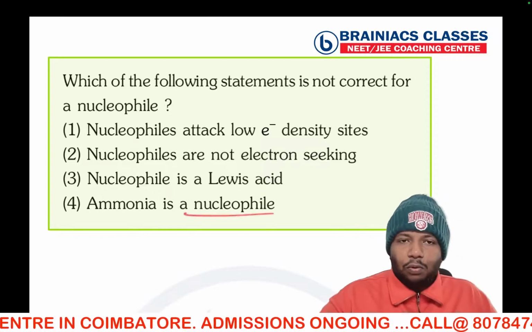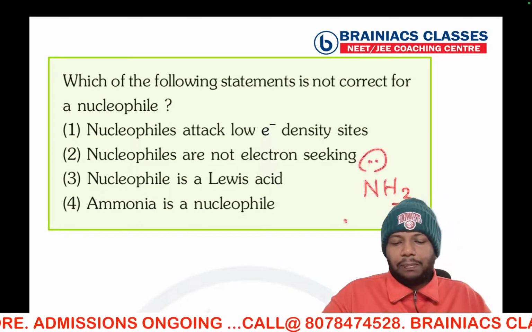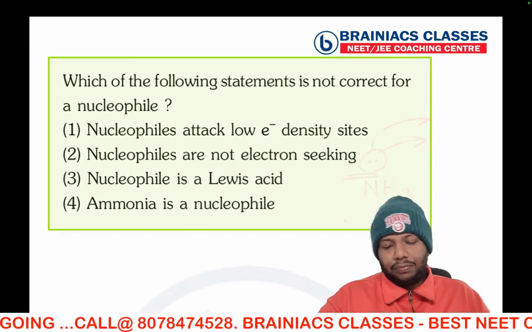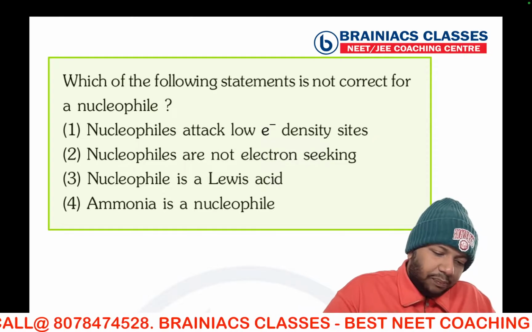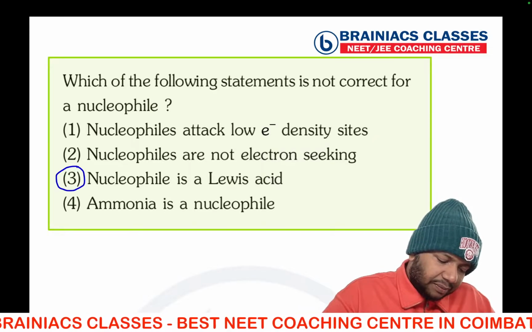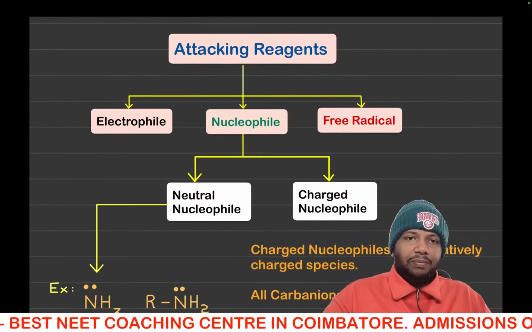And ammonia is a nucleophile. Of course, ammonia, if you see NH3, we know that nitrogen has a lone pair, and this lone pair is an electron rich area, so it can donate electrons. So my answer here would be option 3. Okay, so I have given you ample explanation here, don't worry.